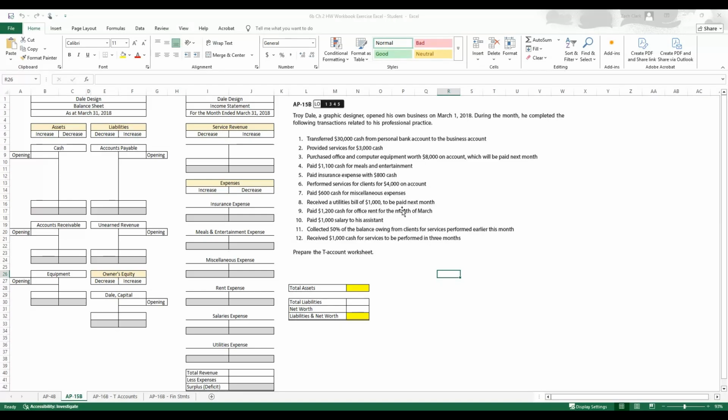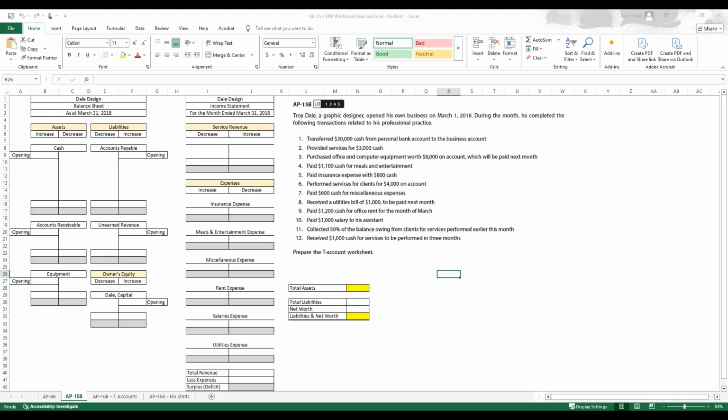All right. In this video, we're going to work on the workbook exercise AP15B. And here in this problem, we've got a breakdown similar to what we saw in chapter 1, but now business focused. Here we've got this company, and we've got a balance sheet, an income statement, and a bunch of transactions here that we are going to account for.